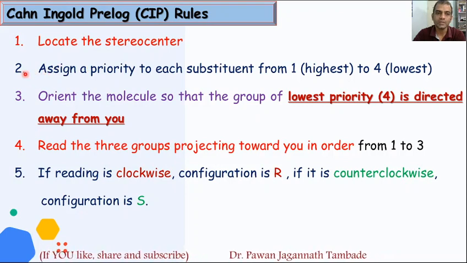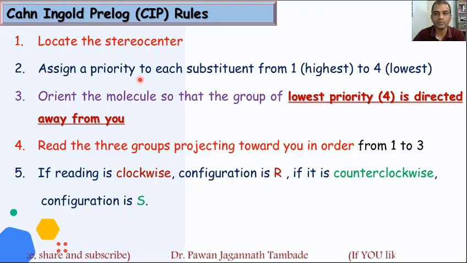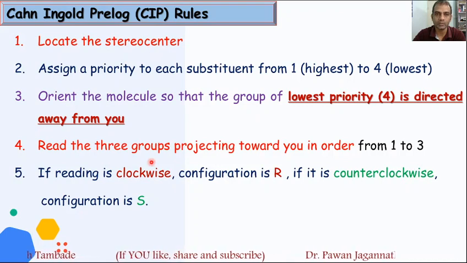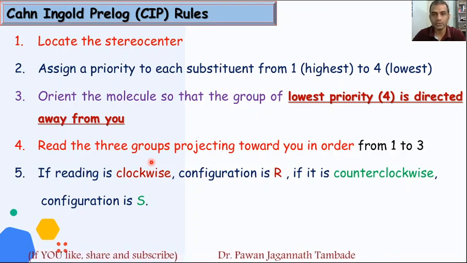Now in this rule, the second rule says to assign priority to each substituent from highest to lowest. Now how to assign priority? In order to assign priority to atoms or groups which are attached to a carbon atom, again there are certain sets of rules. And if you remember those rules, you will be able to do this job. Now we will move towards the rules which we need to follow to assign priority to atoms or groups attached to the chiral center.